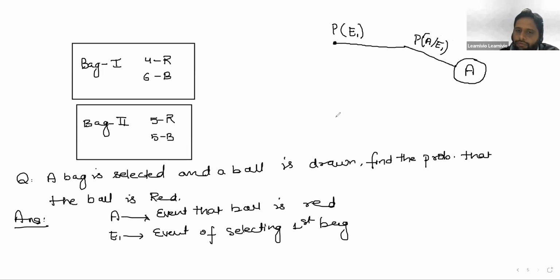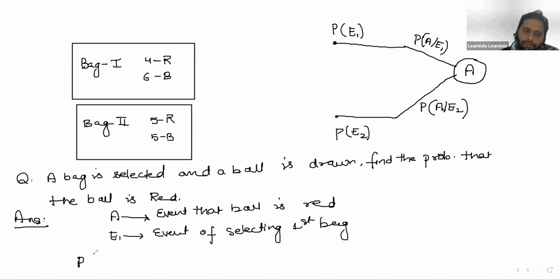What other option do you have? Select a second bag, E2. So find the probability of E2, that means select the second bag. From this second bag, select a ball. So we need to find the probability of A when E2 is already given, that means we have already selected the second bag. Now we need to find the probability of A, which will be equal to P(E1) into P(A given E1) plus P(E2) into P(A given E2).